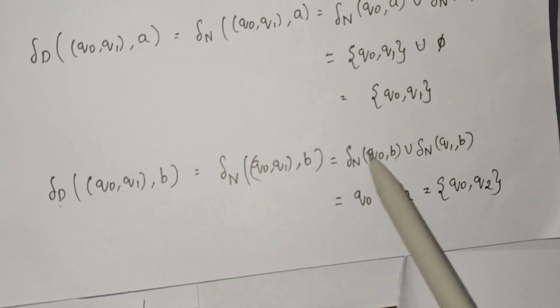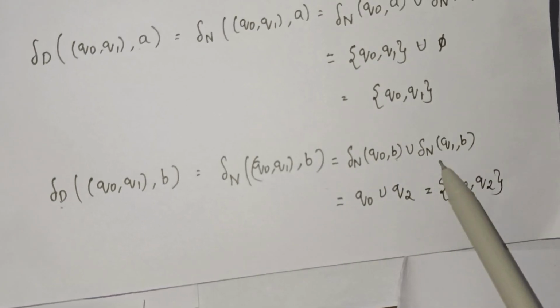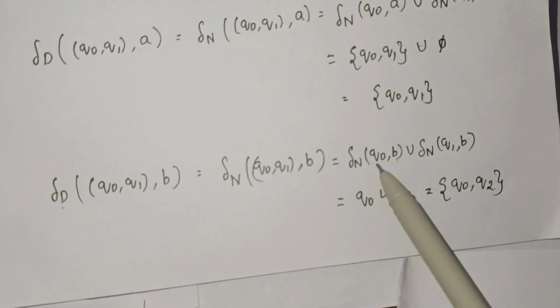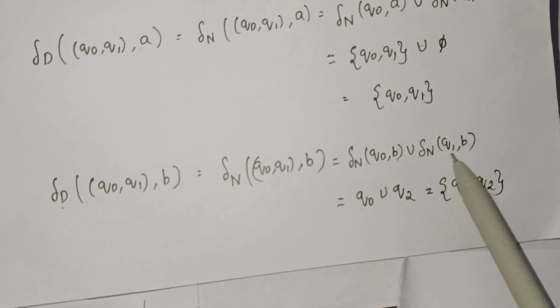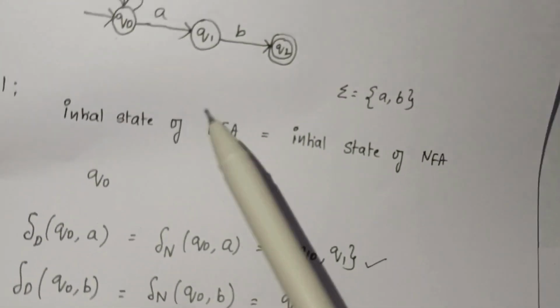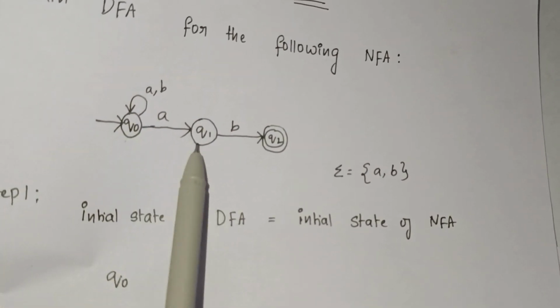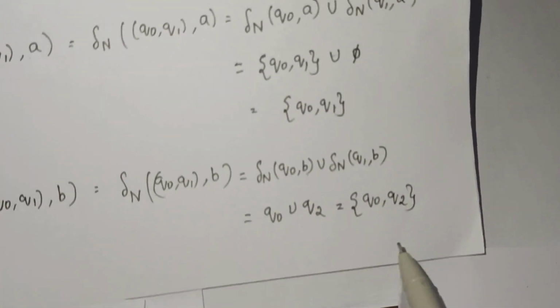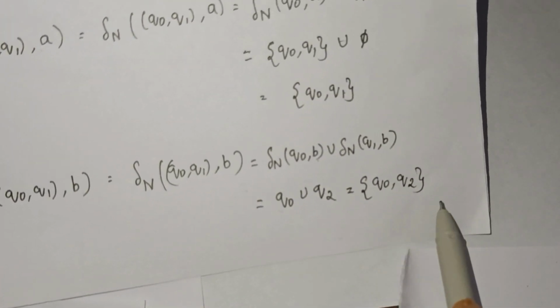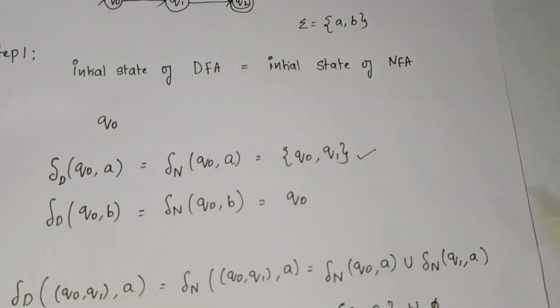In NFA, Q0 on B we should check. In NFA, Q1 on B we should check. In NFA, Q0 on B is Q0. Q1 on B is Q2. See here, Q0 on B is Q0. Q1 on B is Q2. So finally we got the state as Q0, Q2. Okay. So this state is done.